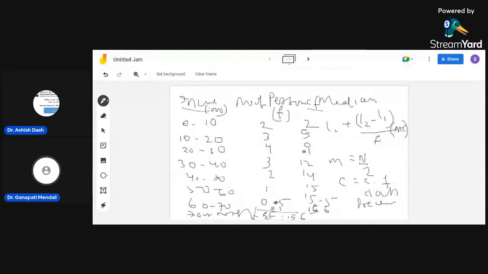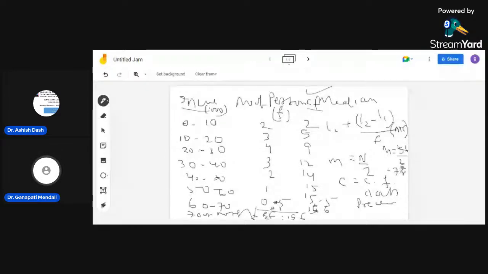So now how to calculate this median? Here we got 15.6. Now what is n by 2? 15.6 by 2 is 7.8. Now we will see in the column of the cumulative frequency whether 7.8 is there.